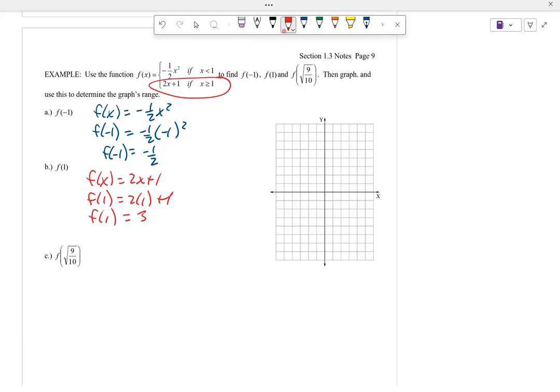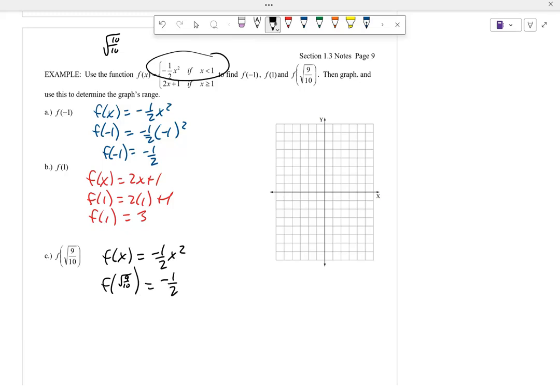F of the square root of 9/10. Well, I got to decide, is the square root of 9/10 less than 1 or greater than or equal to 1? Well, square root of 10/10 would be square root of 1, which is 1, right? Well, this is square root of 9/10, so I'm going to be less than 1 on this. So I'm going to use that top one. Square root of 9/10, and it's squared. So when I square that, that'll undo the radical there, so I end up with negative 9 over 20 when I plug in the square root of 9/10 on that.